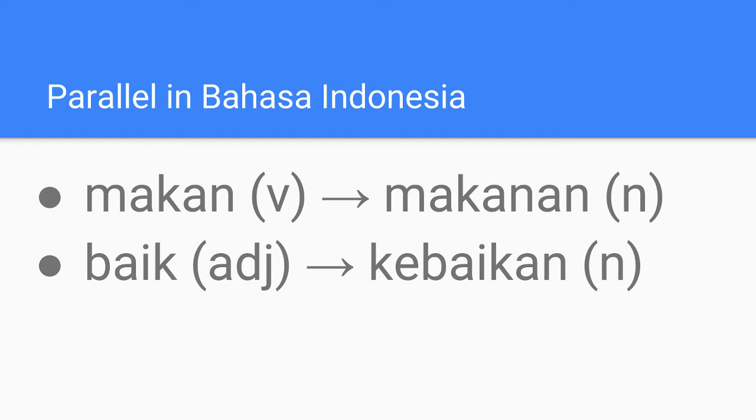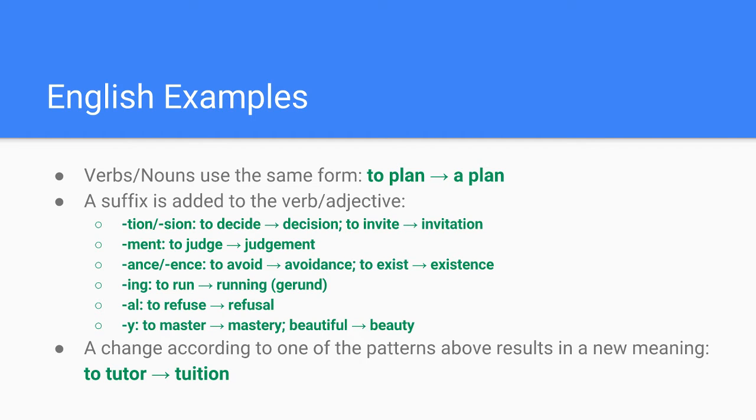And in English it's very, very similar. Most of the time we will use suffixes to change verbs or adjectives into nouns. So like the verb to decide might become the noun decision, or the verb to refuse might become the noun refusal. And it works for adjectives too. The adjective beautiful could become the noun beauty.